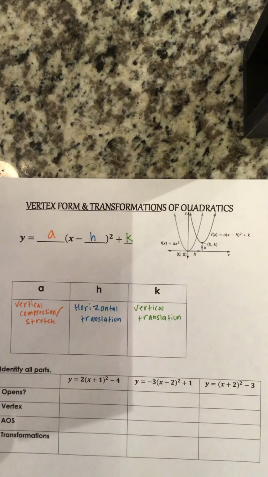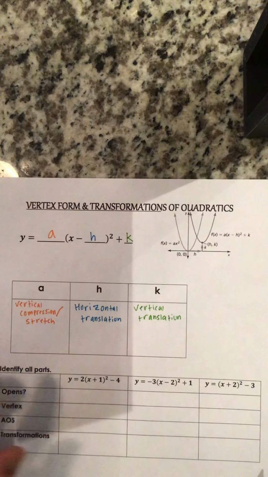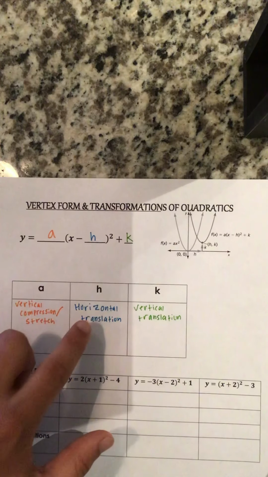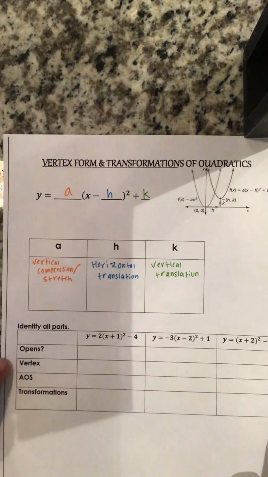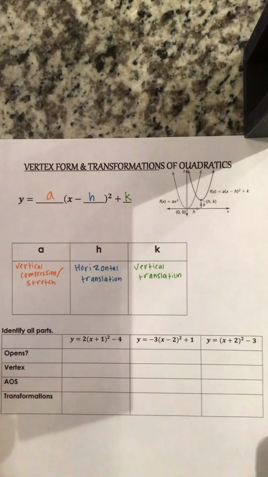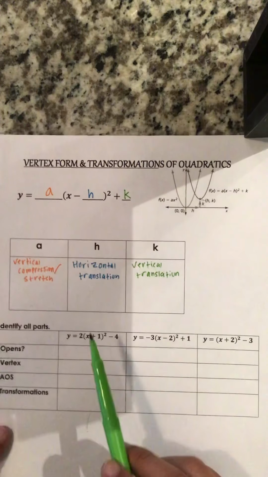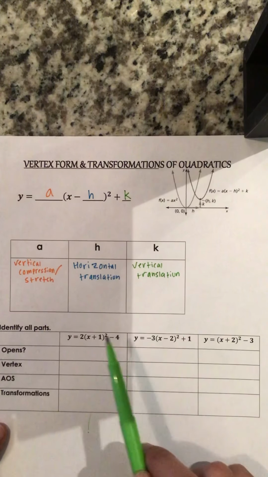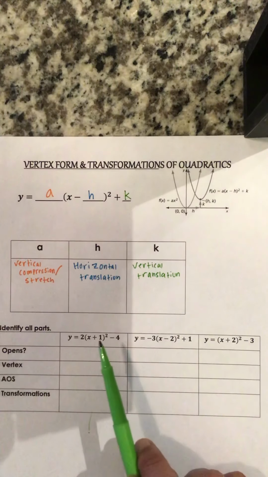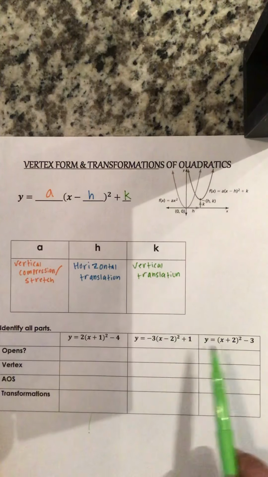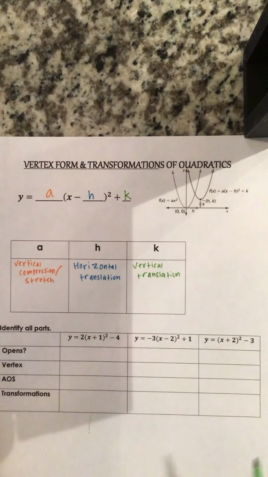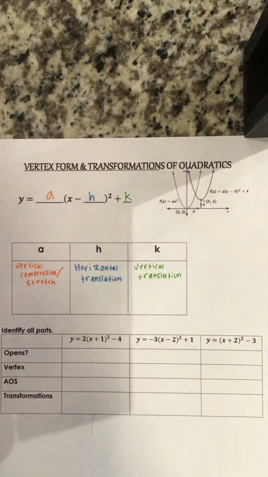So a tells me vertical compression, vertical stretch. H tells me horizontal translation. K tells me if there's a vertical translation, okay? So let's move down, okay? So we're gonna identify all of these parts of these different quadratic equations. Now, these are what we've been looking at, right? We've been looking at equations that look just like this, okay? We just assign them letters, so it's not super freaky, okay?